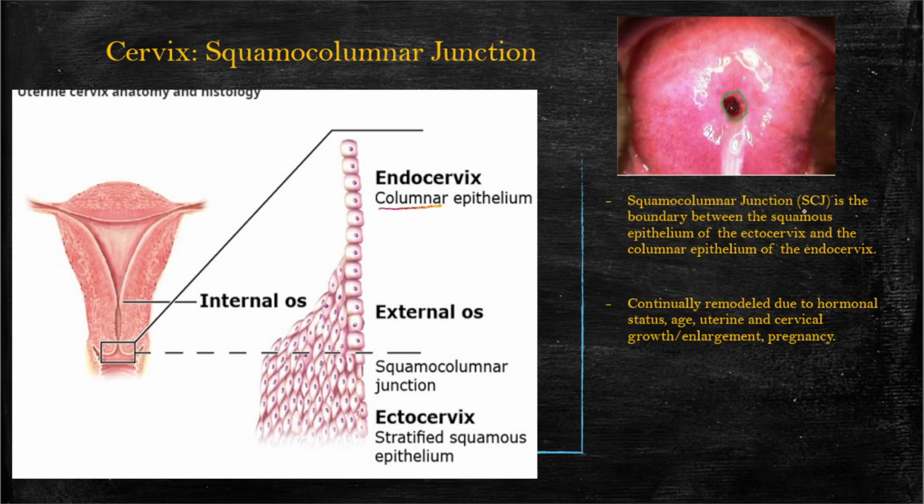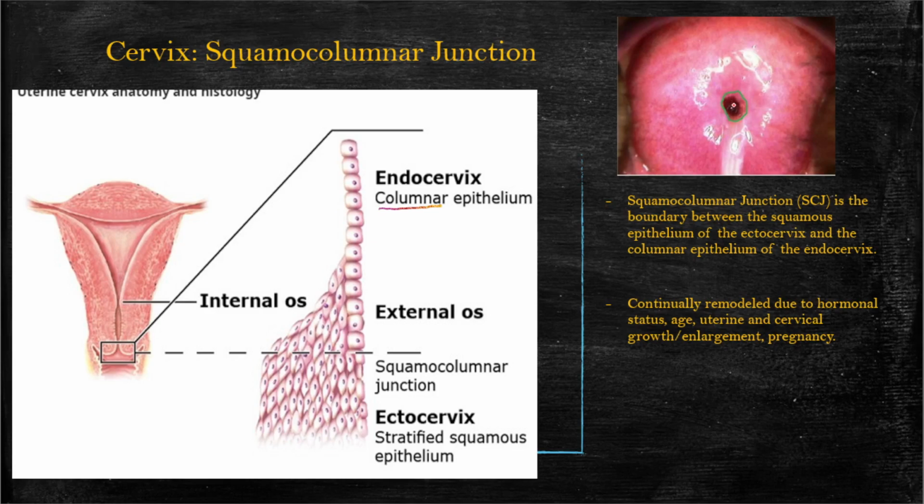So the squamocolumnar junction is the boundary between the squamous epithelium of the ectocervix and the columnar epithelium of the endocervix. This is continually changing. It's being remodeled due to hormonal status, age, uterine and cervical growth and enlargement, pregnancy, as we talked about. So again, here we have what looks to be in the upper right-hand corner, a nulliparous patient, this small round external os, and the green line here is highlighting the squamocolumnar junction.